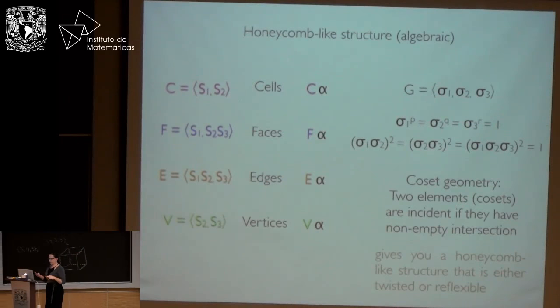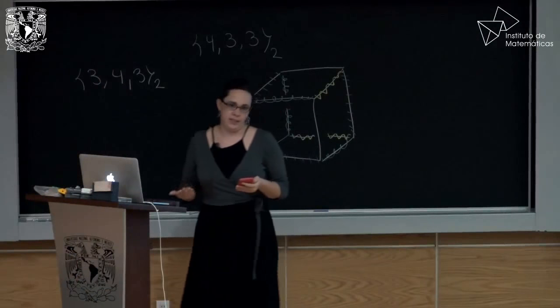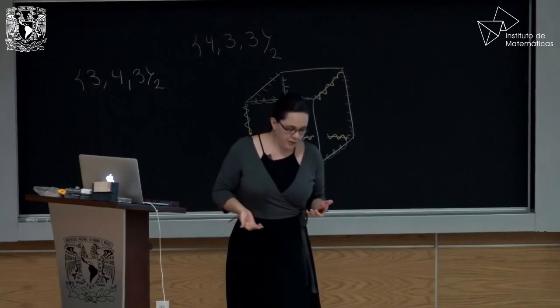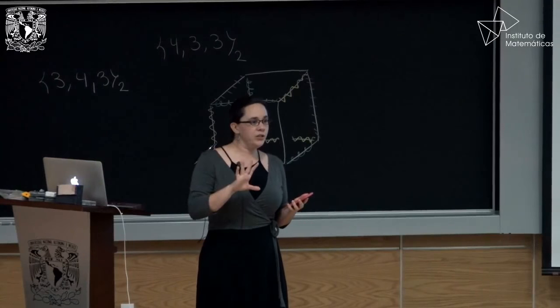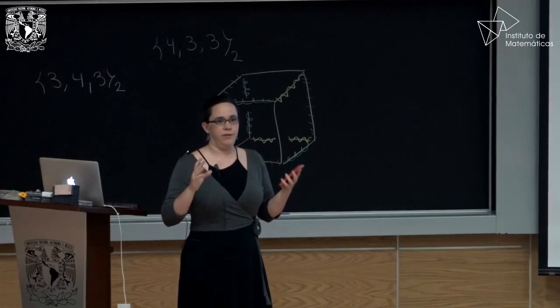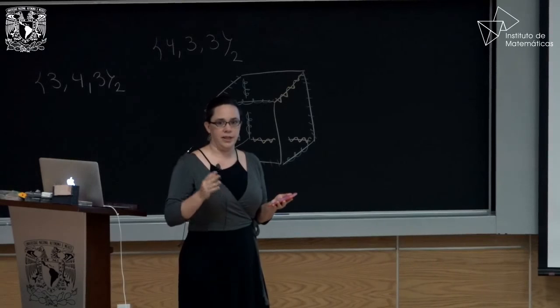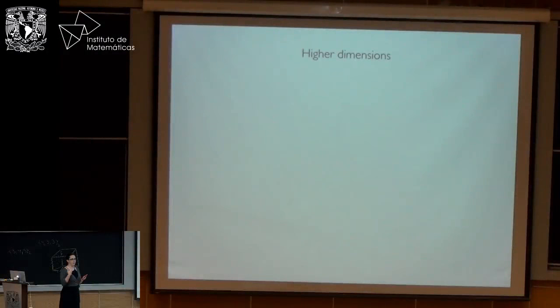So it's nice. So now, I would want to go to higher dimensions. So how can we generalize this in higher dimensions? Well, the first thing that we could do is to take tessellations of the sphere or of the plane or of the hyperbolic spaces in higher dimensions, and then try to quotient by Petrie paths to try to obtain twisted things.